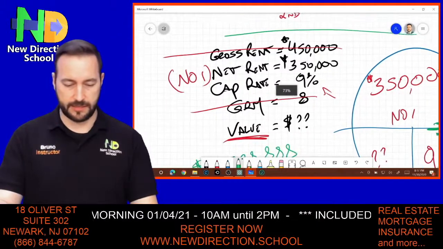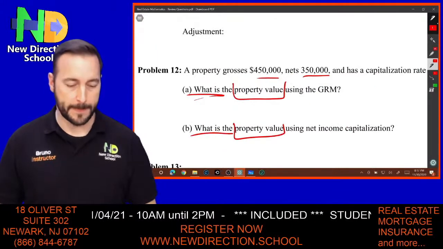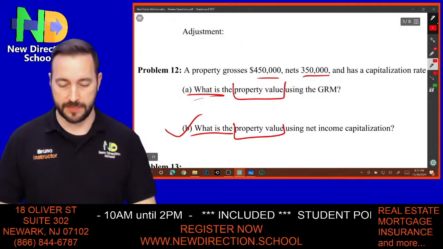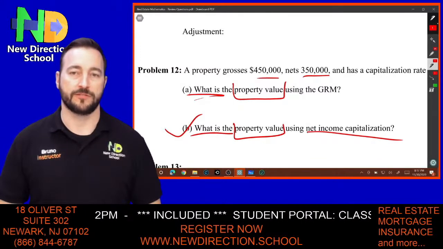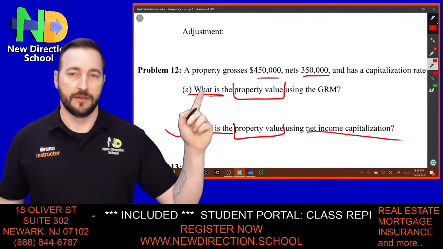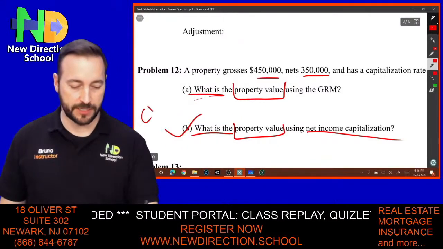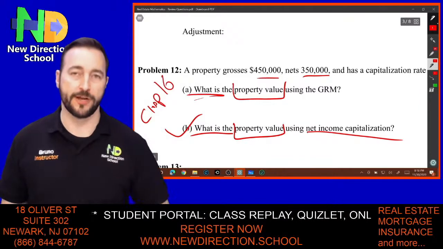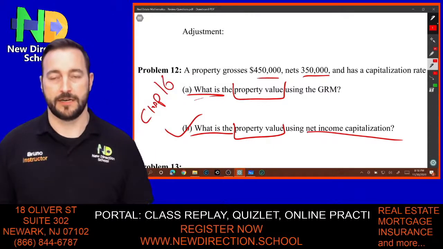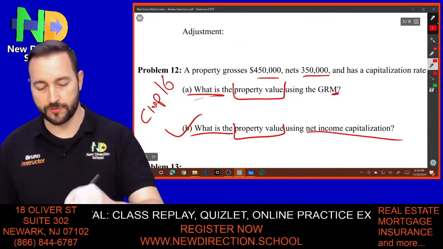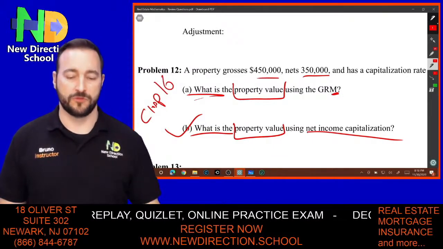Is this the answer for question B? Oh, here? Yeah, we did this one, because they asked for the net operating income, the NOI. So that's the answer for B. Now for the GRM, or gross rent multiplier, and again, this is all chapter 16, by the way. Appraisals, okay? That's the income approach on appraisals. The GRM means gross rent multiplier.